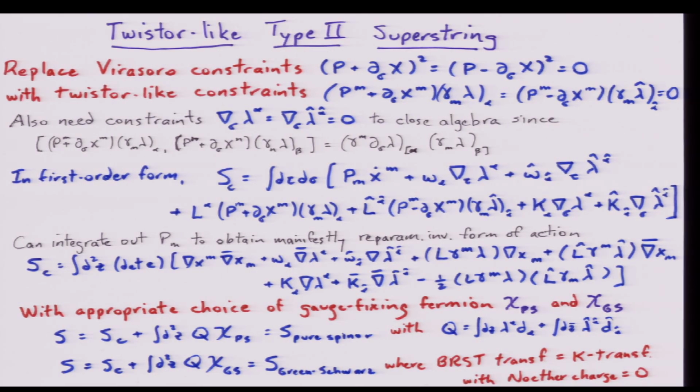And now, although this is written in first order form, it's not manifestly worldsheet reparameterization invariant. If you want, you can do a shift of L and L hat and integrate out P, and then you can write it in a manifestly worldsheet reparameterization invariant form.